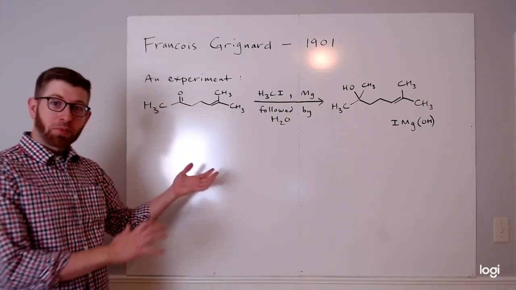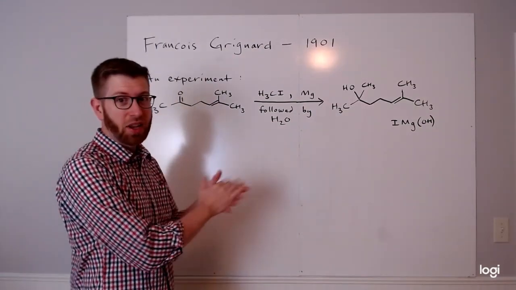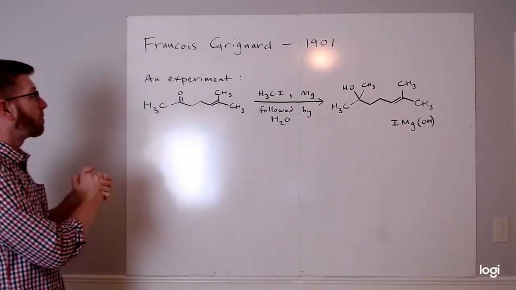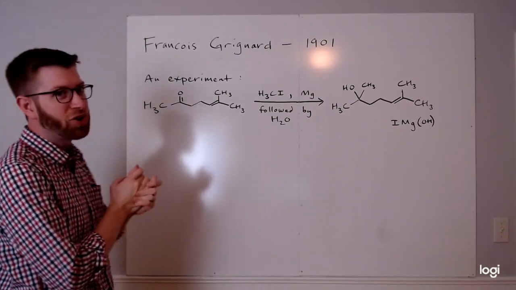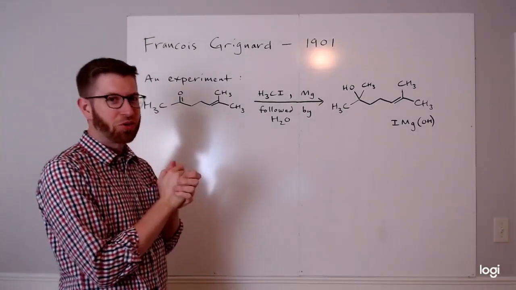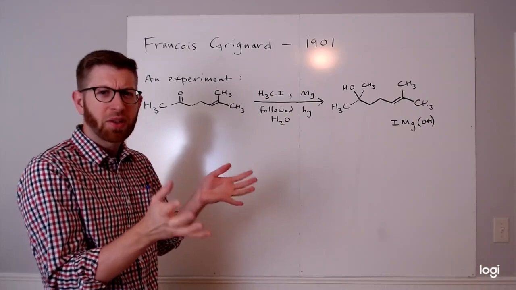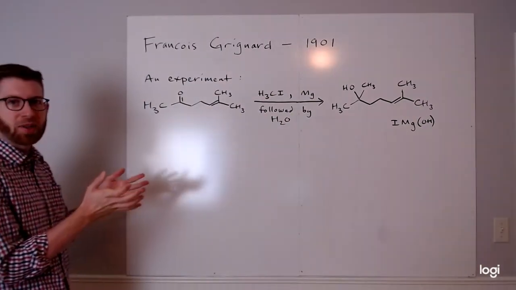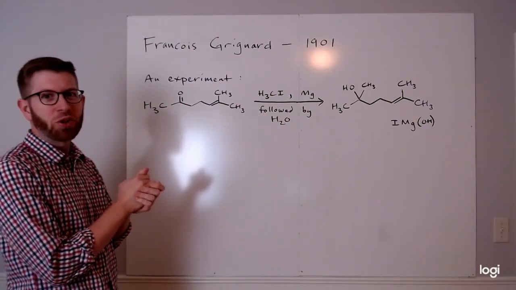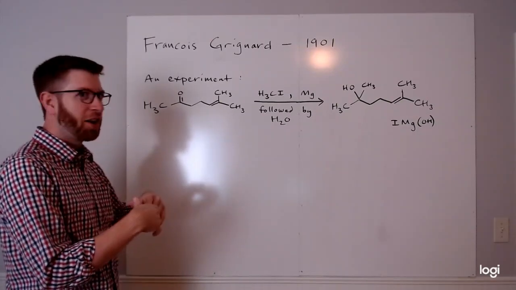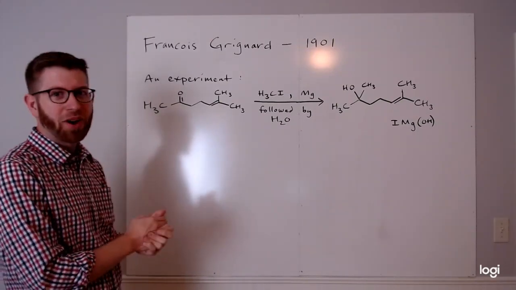So we're going to take a trip back in time to 1901, and we're going to be looking at an experiment performed by a Frenchman named Francois Grignard. So Americans call him Grignard because we mispronounce everything. And what he did was actually pretty simple. This is actually back in time when you could mix random stuff together and become famous. In fact, Grignard won a Nobel Prize for this work.